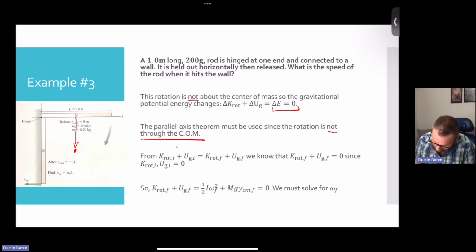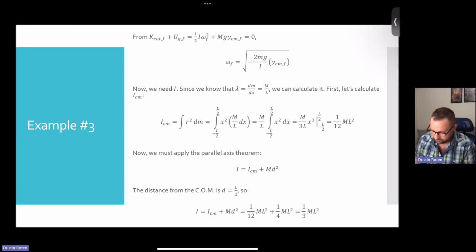So we know we have some initial kinetic energy and potential energy, and we have some final kinetic and potential energy.